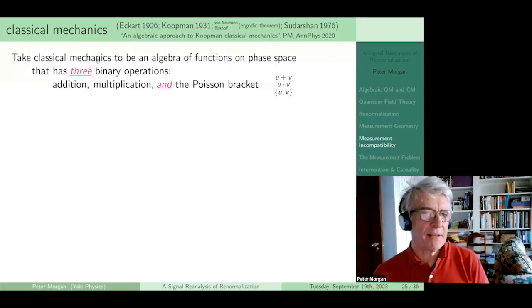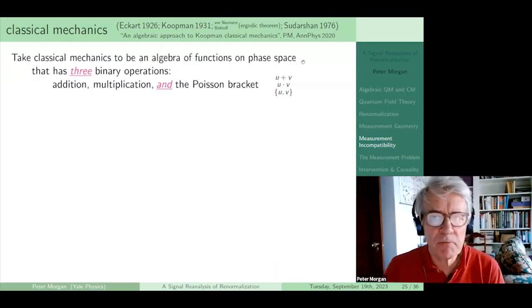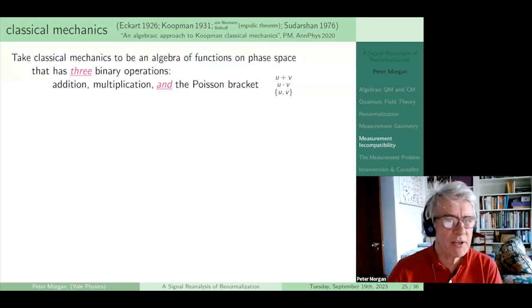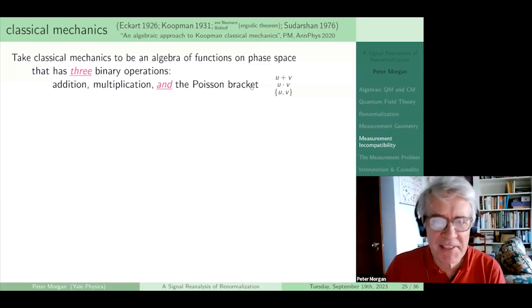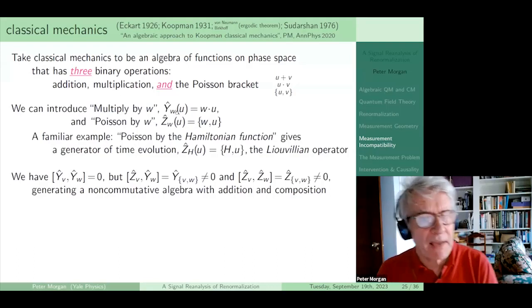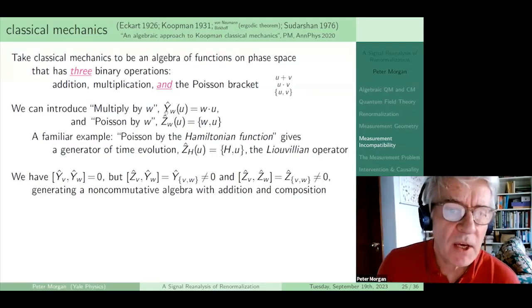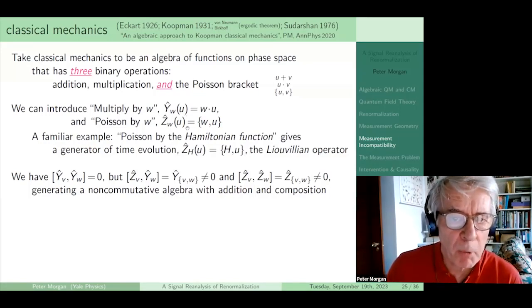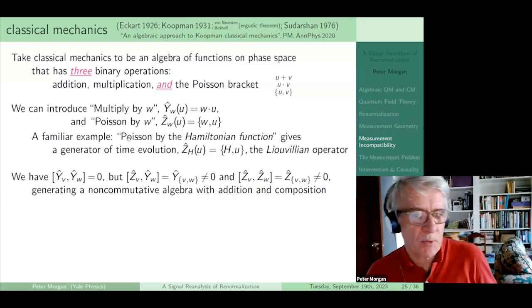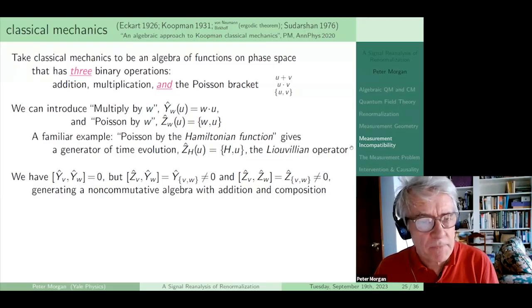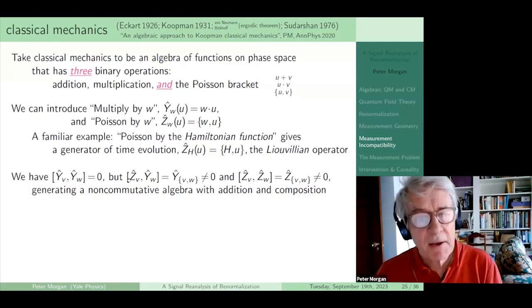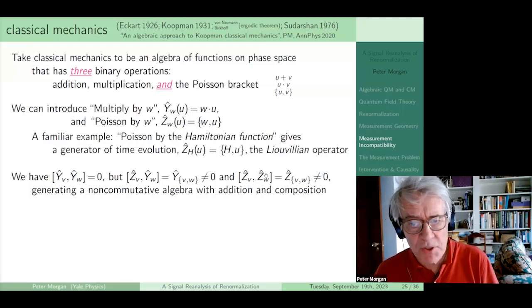How do we present classical mechanics? Typically, we say there's an algebra of functions on phase space, which has three binary operations: addition, multiplication, and the Poisson bracket. This is not your standard high school algebra, is the way I say this. But we can make it much more like quantum mechanics by introducing two classes of operators, multiply by W and Poisson by W, for which, for the second, we have the familiar example, Poisson by the Hamiltonian function, which is just the Liouvillian differential operator. Multiplication does commute. The Poisson operator does not commute with multiplication, nor does it commute with itself.